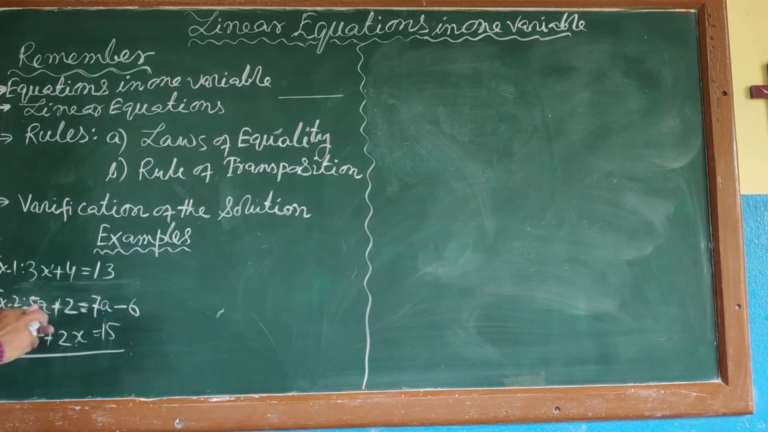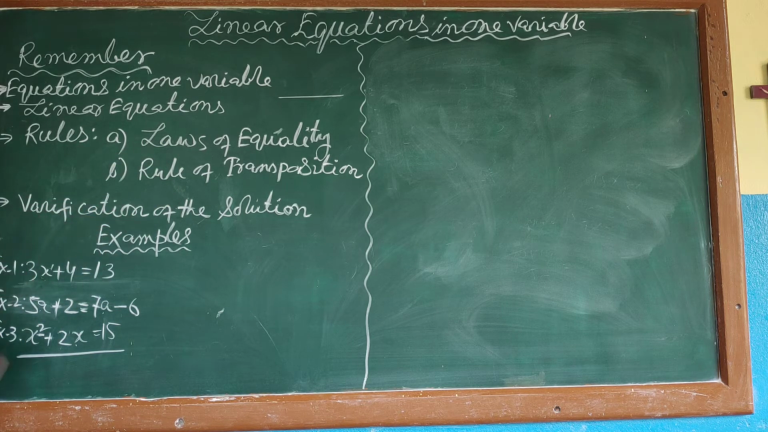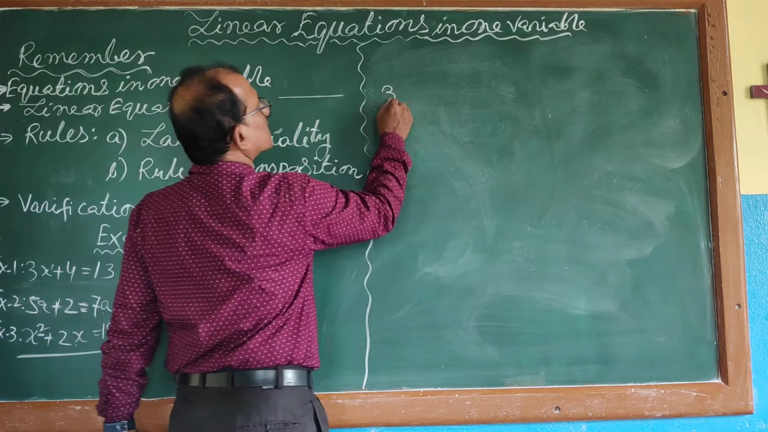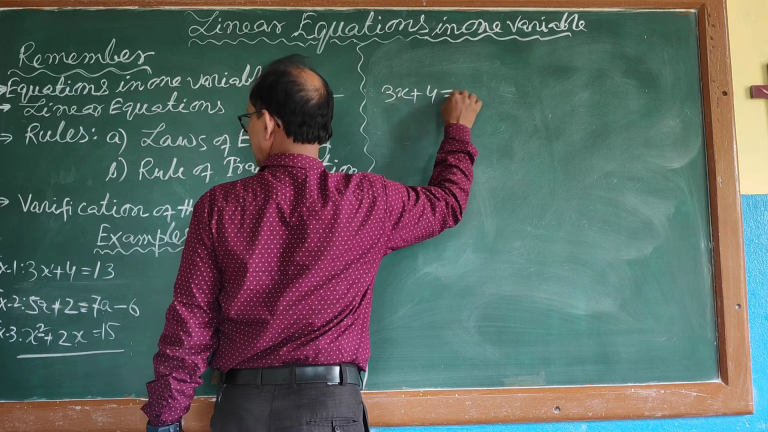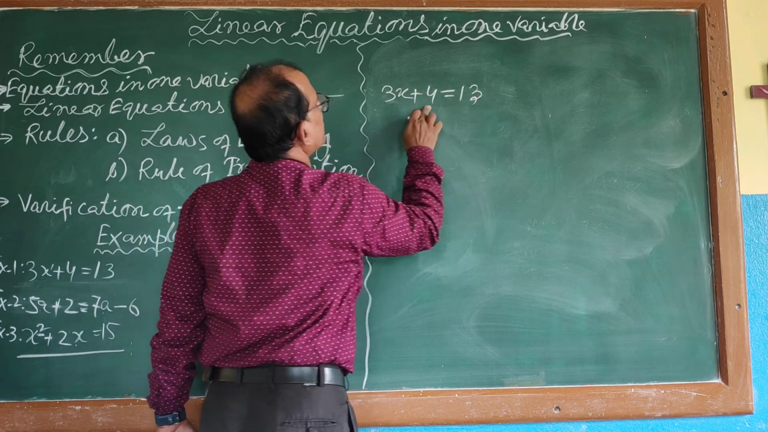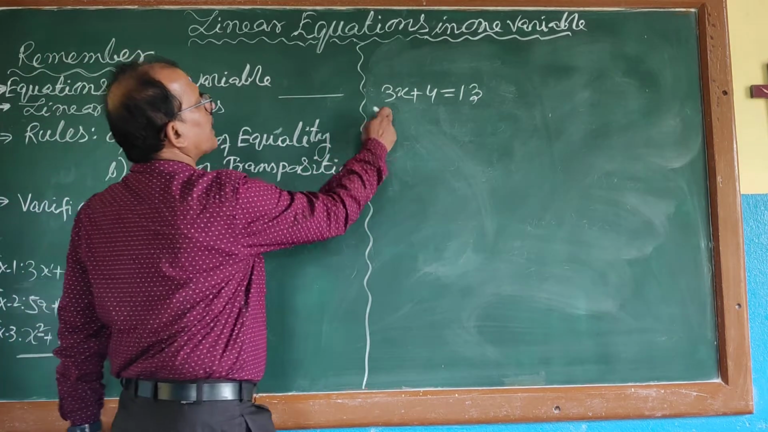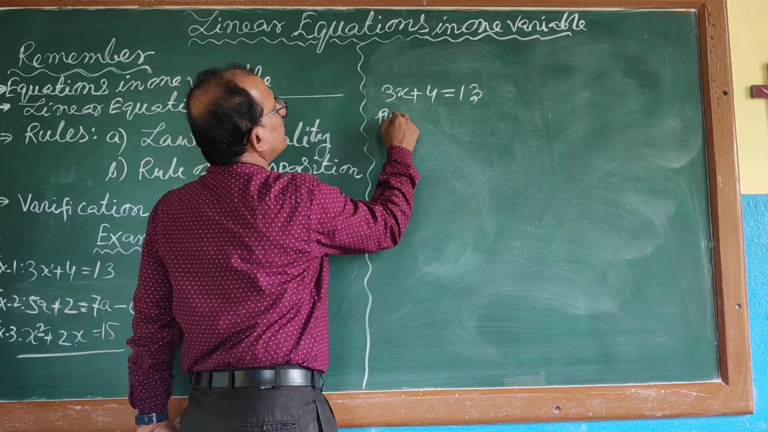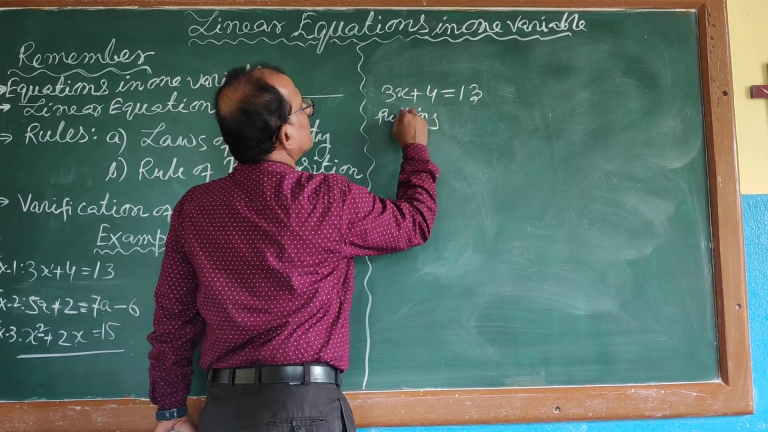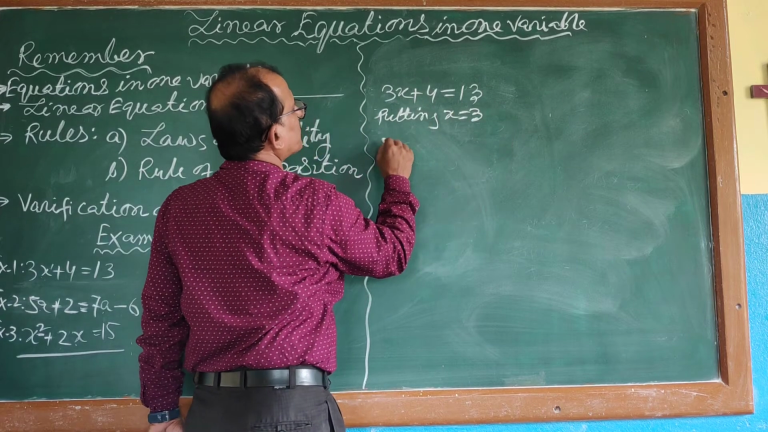That is what I said to you: the rules of transposition and the laws of equality. Verification of the solution, how will you do it? Suppose I take the same equation, 3x plus 4 equals 13. How will you do the verification? See, here x is equal to 3. Put the value x equal to 3. What are you going to get?